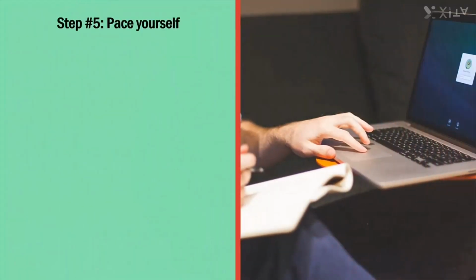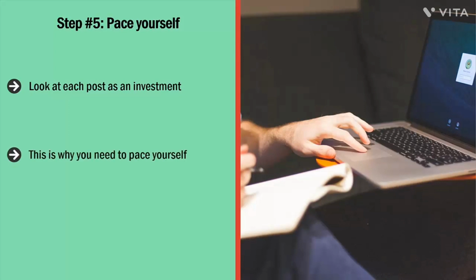Step number 5, pace yourself. Look at each post as an investment. It's going to take you some time to craft a winning comment. You can't rush through this. You can't post garbage. You definitely cannot copy and paste the same answer over and over again. This is why you need to pace yourself. Each comment should be at least 200 to 300 words if you're doing this right.